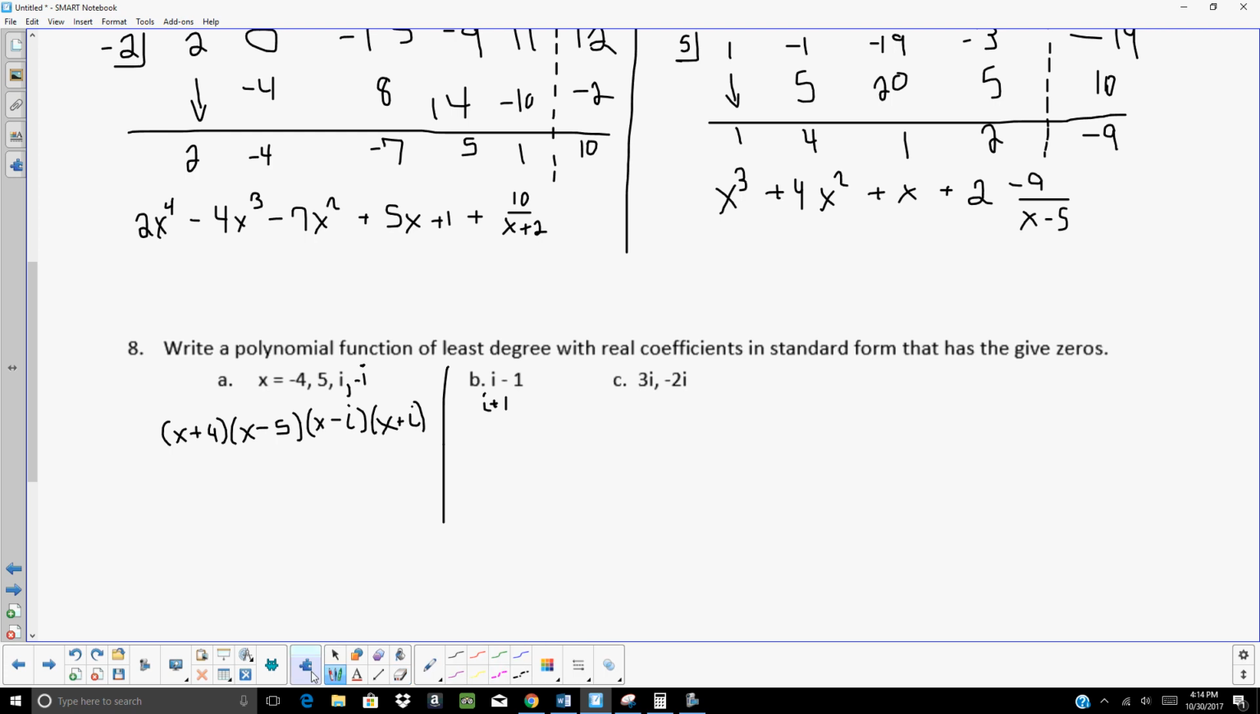I will tell you right now, this is a mistake of me doing this with dogs around. 1 minus, now we take that, i minus 1. Did I say 1? Totally meant to put an x there. x minus i plus 1. All right. We got it correct that time.